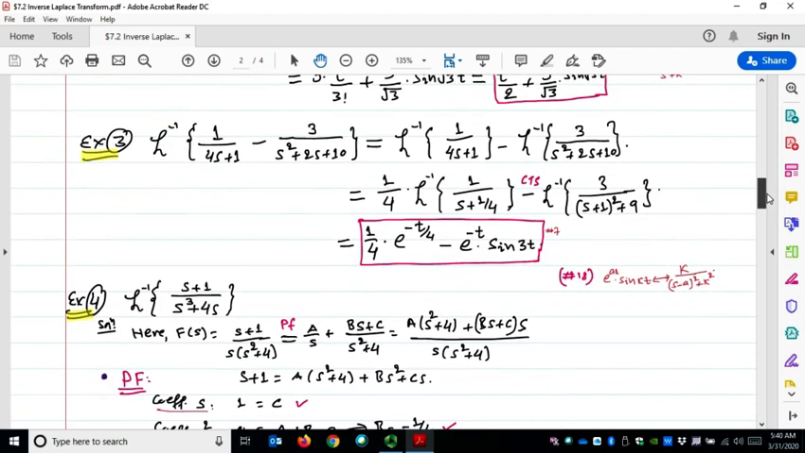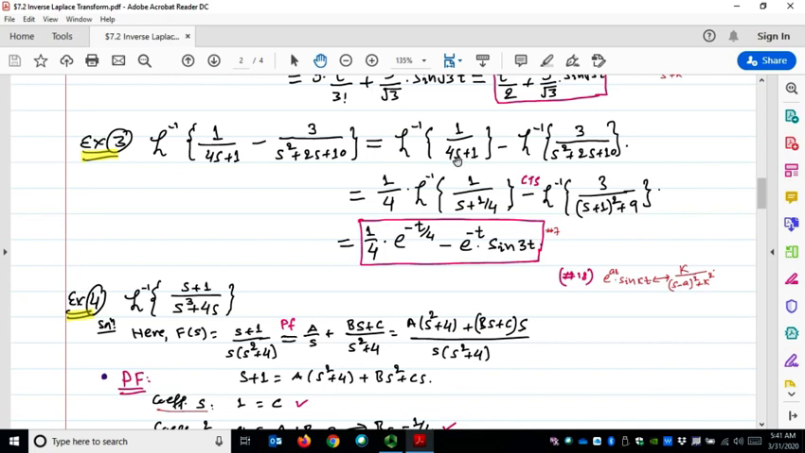Let me scroll down here. Example 3. Find the inverse Laplace transform of 1 over 4s plus 1 minus 3 over s squared plus 2s plus 10. Answer: since the inverse Laplace transform is a linear operator, we send the inverse Laplace transform inside here. Now for the first term, we don't have a formula for the inverse Laplace transform of 1 over 4s plus 1, so we pull the 1/4 outside, or we factor the 4 out from the denominator.